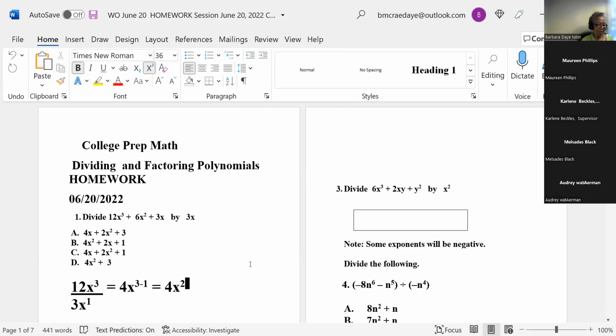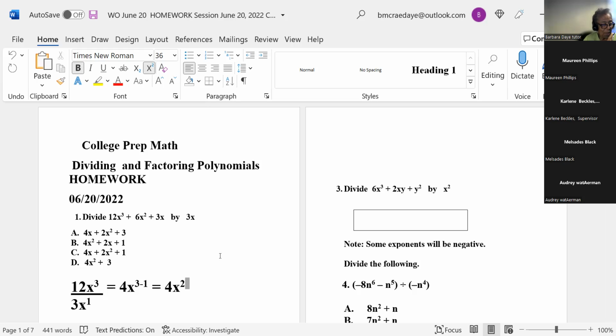Okay. You got it? So based on that, you can eliminate A and C, correct? Yes, because they have 4x to the 1. So now you know it's between B and D.